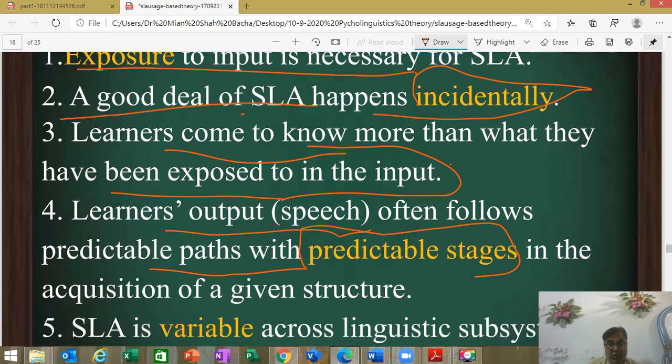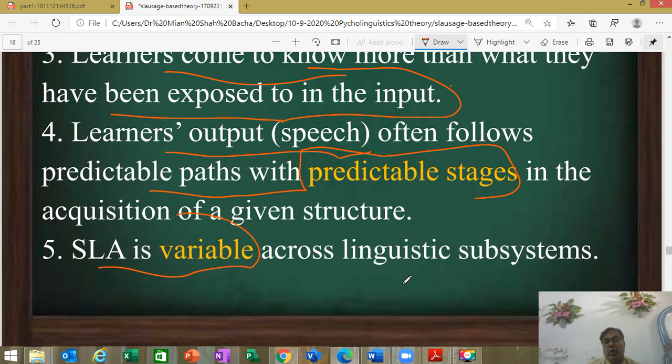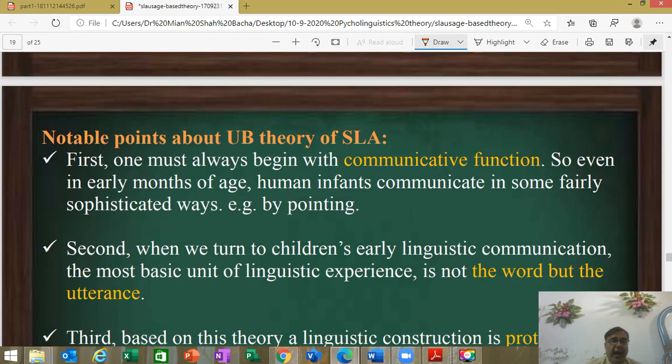So here, in the beginning, we just talk about UG, the hypothesis that some people say is directly available to the learner for second languages. Some say that it is indirectly available, and the third say that it is not available at all. And so, predictable acquisition of given structures. And SLA is variable across linguistic subsystems. Notable points about this UB theory of SLA: first, one must always begin with communicative functions. Even in early months of age, human infants communicate in some fairly sophisticated ways.